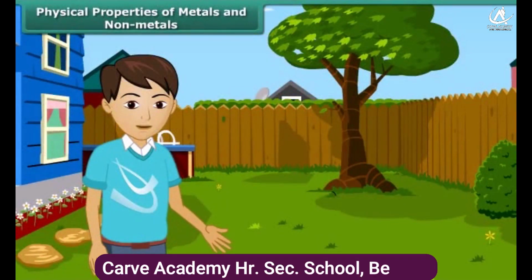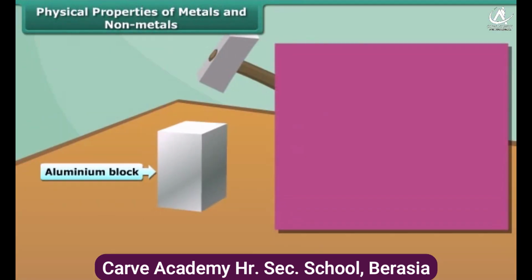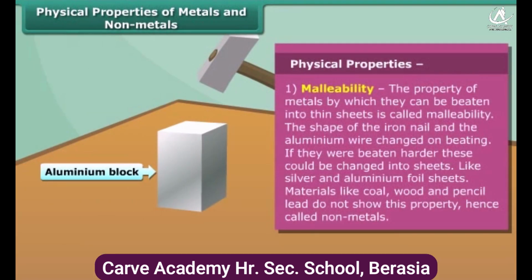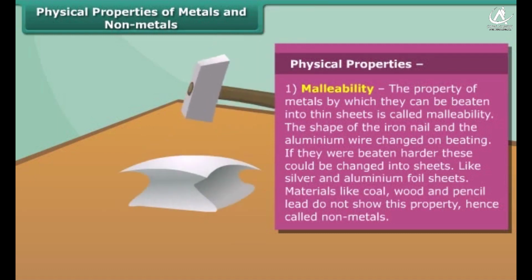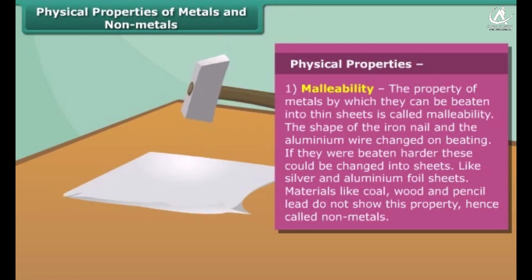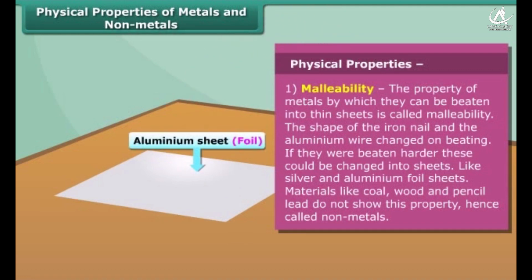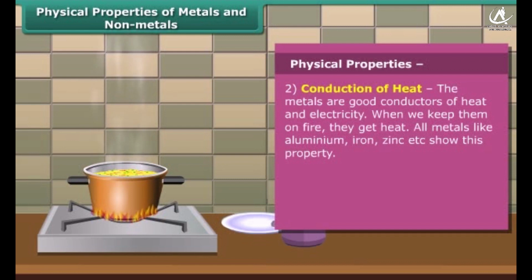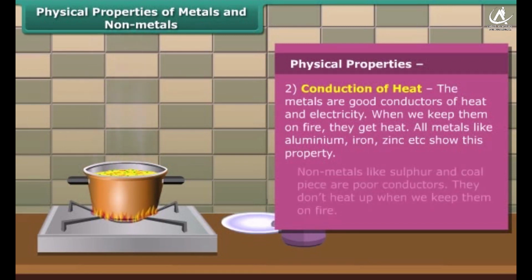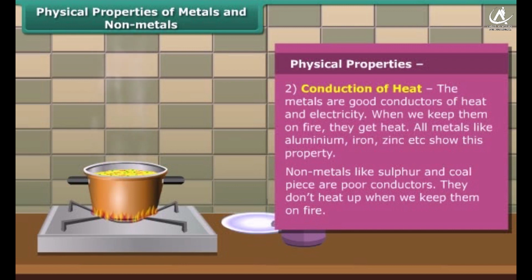Dear, now let's know about their properties. At first, we know about the physical properties. The first property of metal is its malleability. By this property, the metals can be beaten into thin sheets. Non-metals don't show this property. Next property is conduction of heat. Metals are good conductors of heat and electricity, while non-metals are poor conductors.